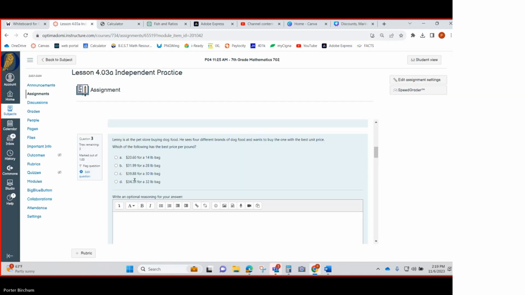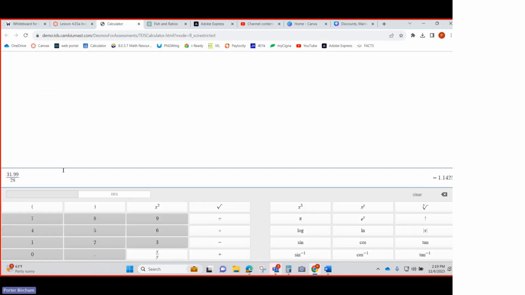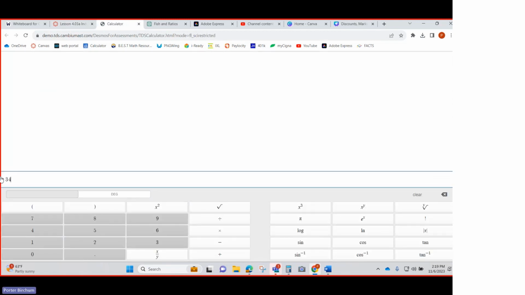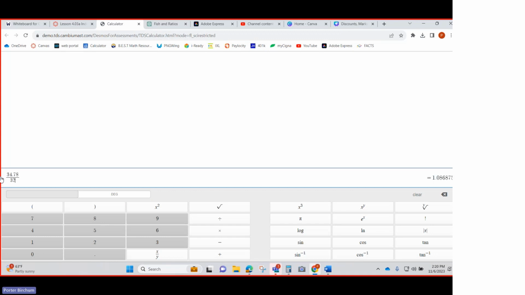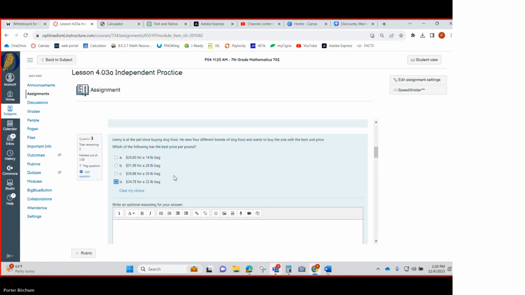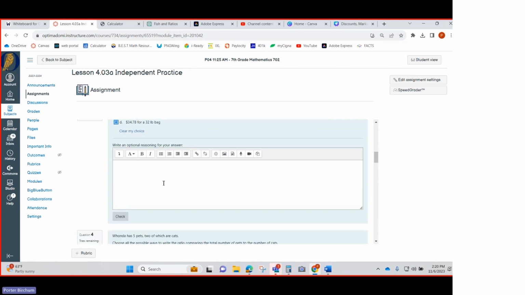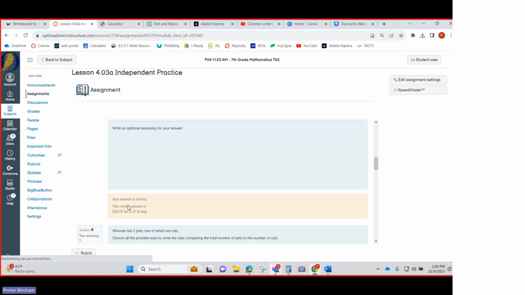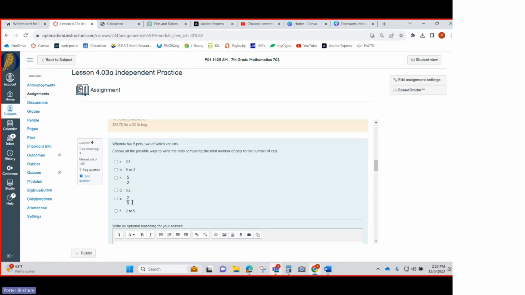Now let's see. Option D, 34.78 and 32. I think I'm going to use the same pattern. I'm going to divide the first number by the second number and see what I get. 34.78 divided by 32 is 1.08. So the last option for me looks like the cheapest one. Woohoo! Oh, I have 3 tries on that question. Interesting. Yeah, woohoo!